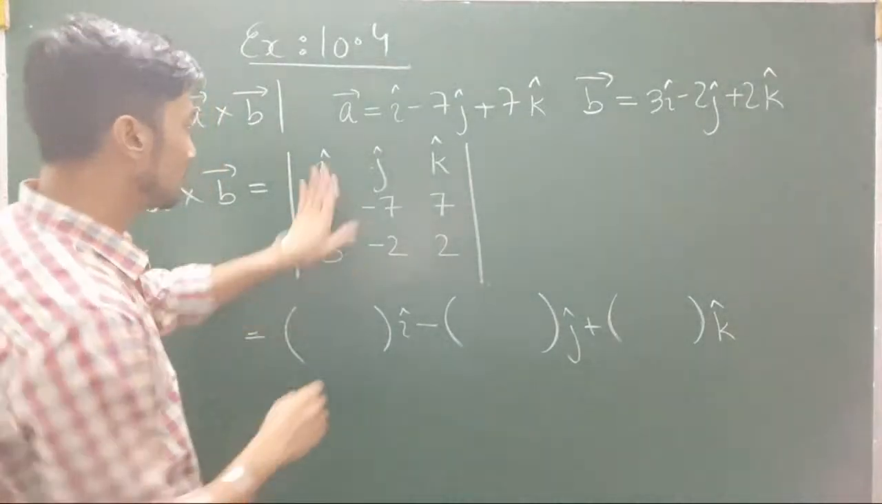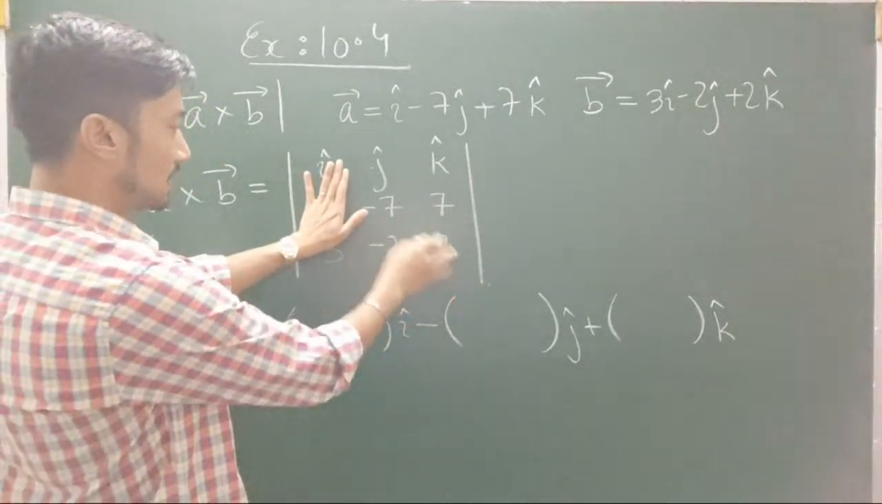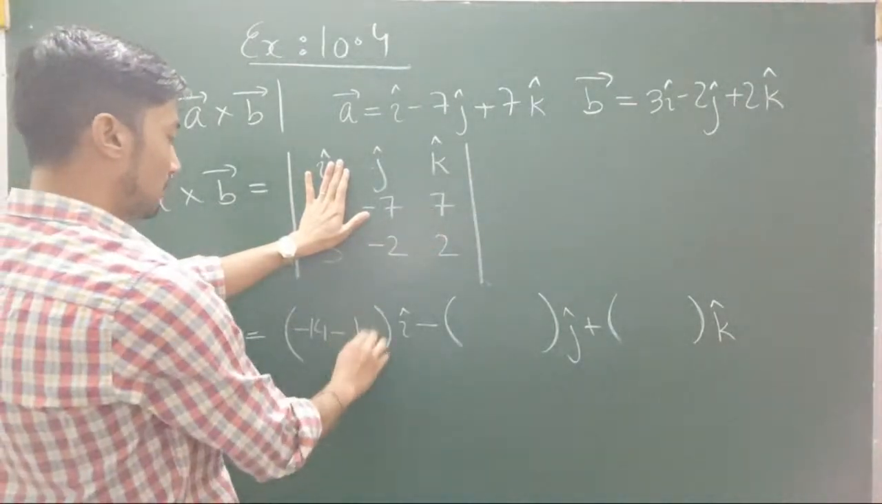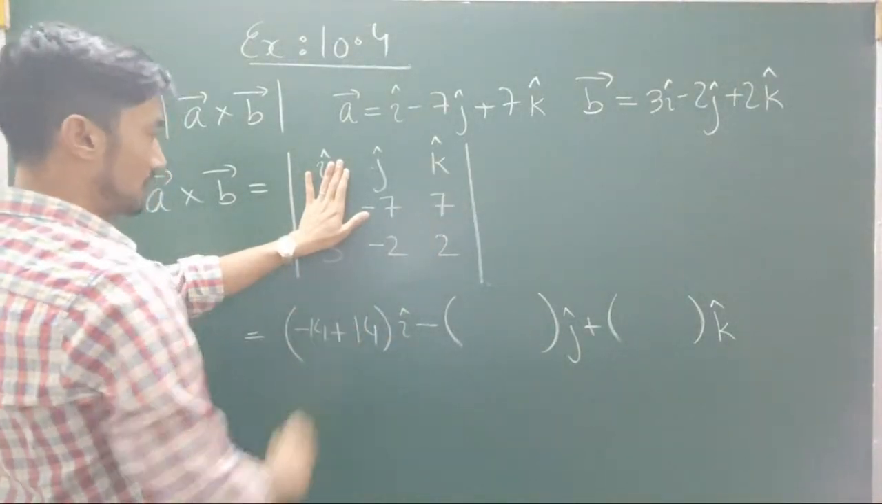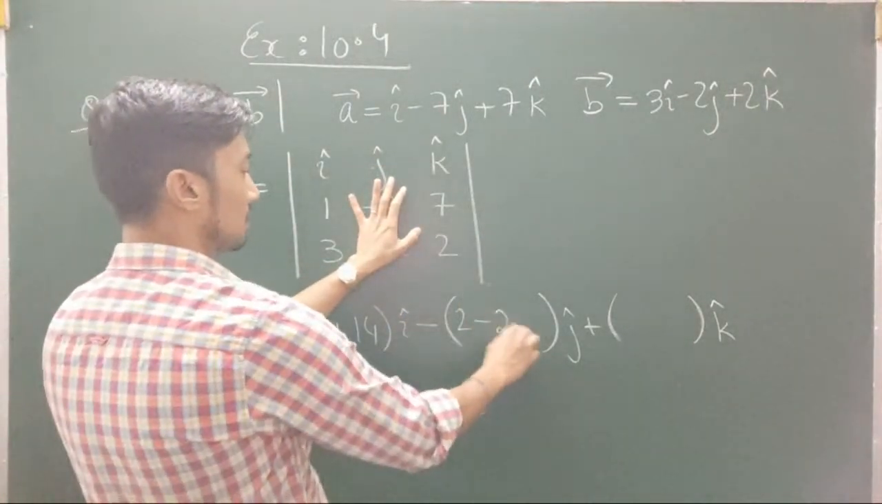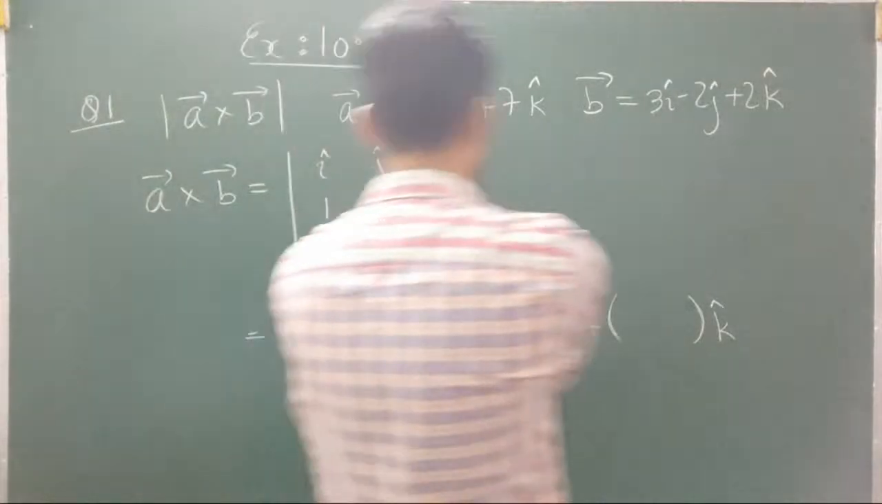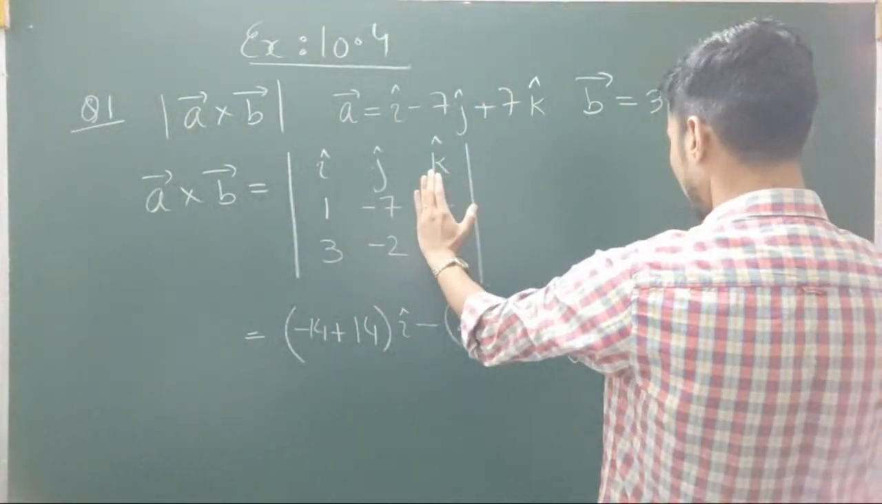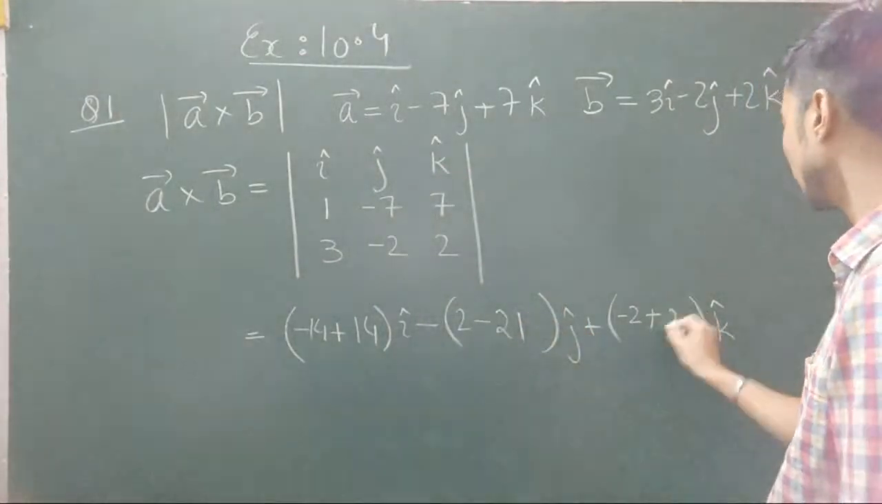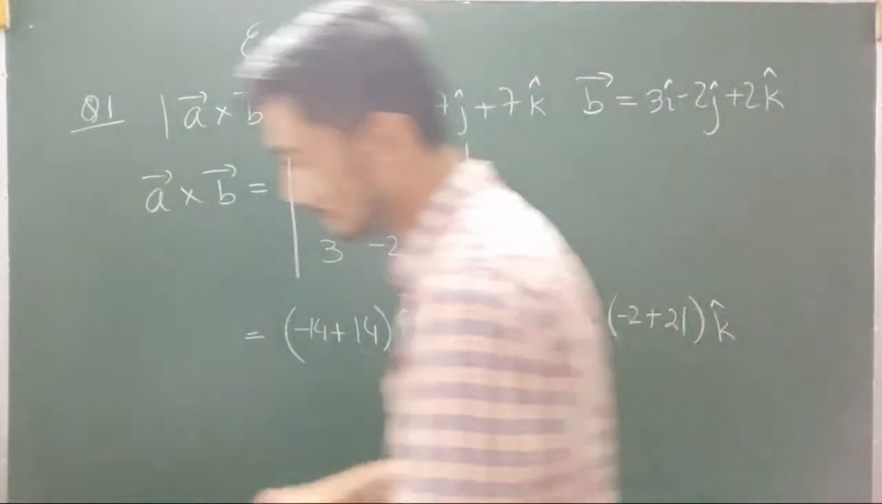After that, same process of determinants. 7 2s are 14, so minus 14, minus 7 2s are minus 14, so plus 14. Similarly for this one, 2 1s are 2, minus 7 3s are 21. And for k, 2 1s are minus 2, minus 7 3s are 21, so minus 21, minus plus 21.